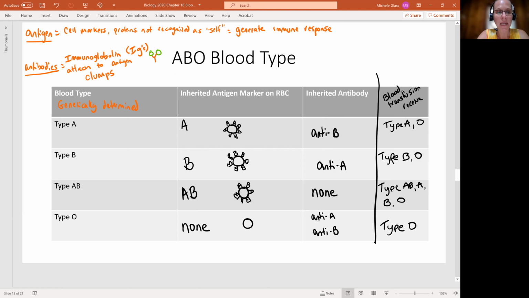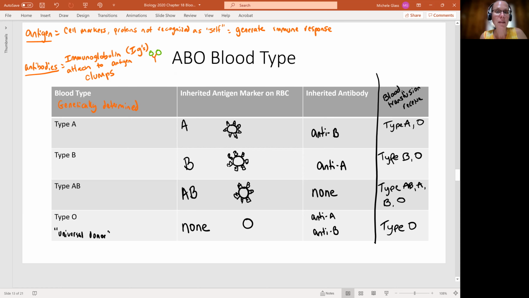Now notice type A, type B, type AB can all receive type O blood. And so type O blood is often described as the universal donor. I said type A, type B, type AB can receive type O, but of course, obviously type O can as well. So anybody can receive a type O blood. So this is why if you have a type O, you get calls from the blood bank all the time.